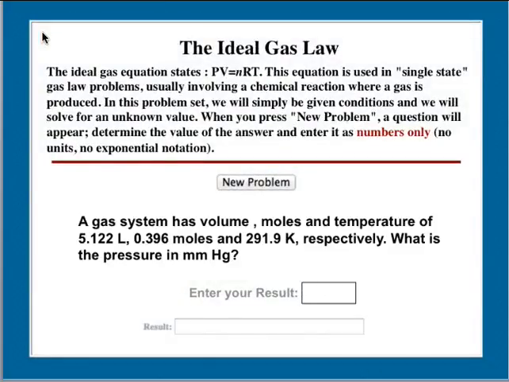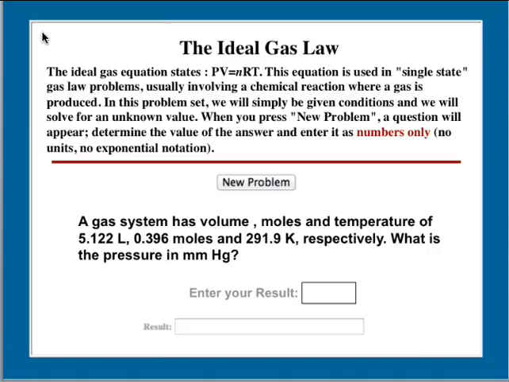P equals nRT. Here we know everything except one thing, and we just have to solve for it. Is that R? So we know what R is, 0.082, remember? R is 0.082. Here we're looking for the pressure. We are given a volume of 5.122 liters. Number of moles is 396. We are at 291.9 Kelvin. And we're looking for a pressure in millimeters.